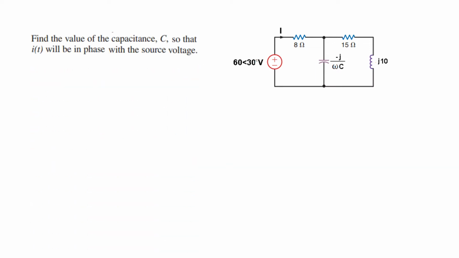And let's read the question again. Find the value of the capacitance C so that IT will be in phase with the source. So this current IT has to be in phase with the source. Now keep in mind that the current is in phase with the source only when the load is resistive. That means this has to be resistive, only then the total circuit will become resistive and the current will be in phase with the voltage.